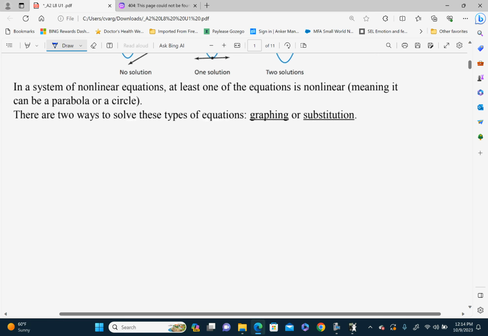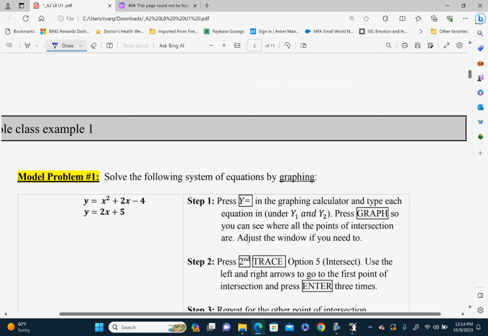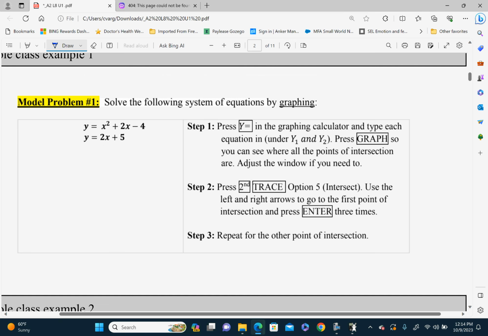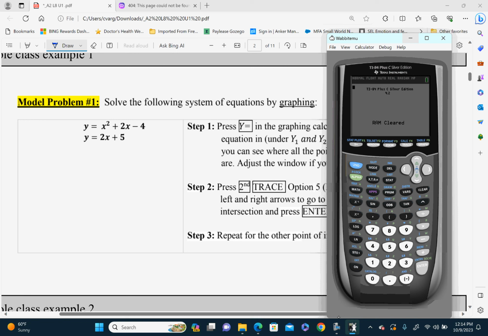So graphing or substitution, there are two ways to solve this. So it says solve by graphing. That means we're going to go ahead, take our calculator, go to y equals, and type this in. So x squared is right here, plus 2x minus 4. And over here, I'm going to go to y2 and plug in 2x plus 5. And I want to hit graph.